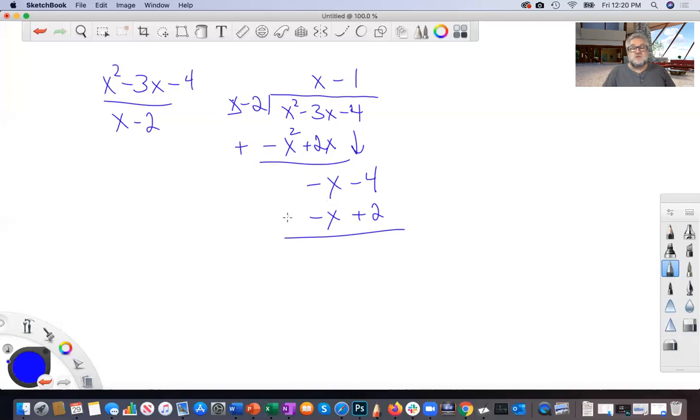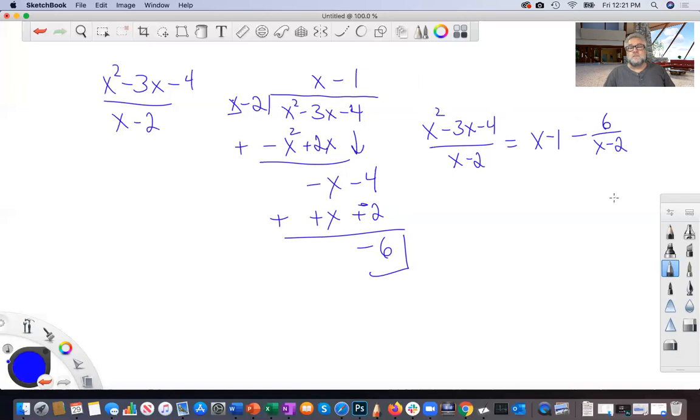Okay, change the signs in the lower line and add. 0 minus 4 or minus 2 is minus 6. Oh, here's our remainder. So we end up with x squared minus 3x minus 4 over x minus 2 is equal to x minus 1 minus 6 over x minus 2. Okay, that's what this is equivalent to.